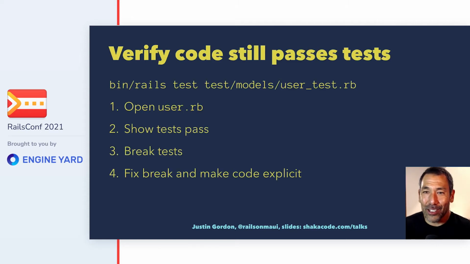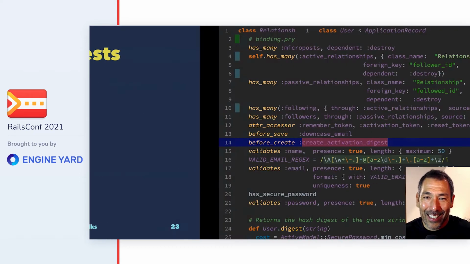Let's take a little break from the slides and go see how we can edit user_test.rb and see that the tests still pass. This is one good way you can see that what I'm telling you here is really the truth. You can really add all this extra stuff to the Rails code.